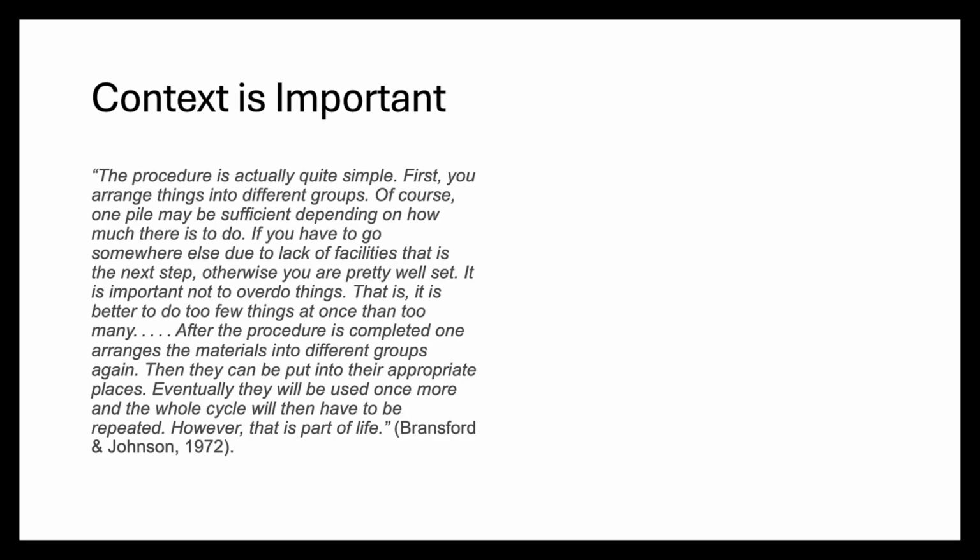Here's an example. This is the actual text that was used in the study. It says, the procedure is actually quite simple. First, you arrange things into different groups. Of course, one pile may be sufficient depending on how much there is to do. If you have to go somewhere else due to lack of facilities, that is the next step. Otherwise, you are pretty well set. It is important to not overdo things. That is, it is better to do a few things at once than too many. After the procedure is completed, one arranges the materials into different groups again. Then they can be put into their appropriate places. Eventually, they will be used once more, and the whole cycle will then have to be repeated. However, that is part of life.